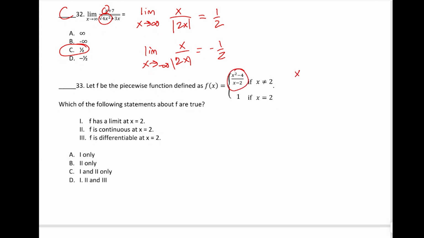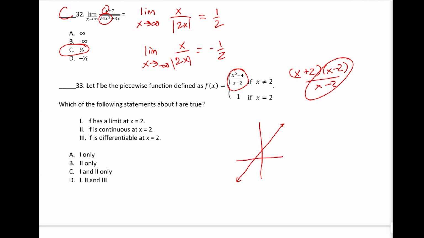Okay, so x squared minus 4 is the same thing as x plus 2 times x minus 2. All right, so this tells me that I have a hole at x equals 2. In other words, what's happening is I have this straight line with a y-intercept of 2, slope of 1, and I've got a hole at x equals 2. So I've got a little hole here. Now, when x is 2, the value of the function is 1. So that's going to be like down here.